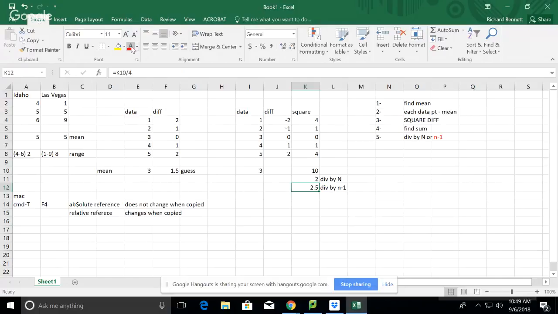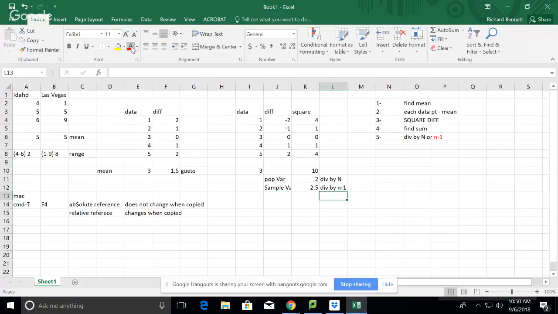Okay? Now, what is this step called? It's called the variance. So this is the population variance, and this is the sample variance. Okay? Does that make sense?